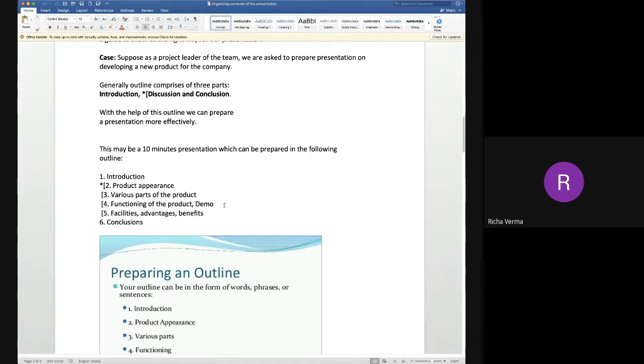उसको आप डेमो में भी दिखा सकते हैं, उसको आप वीडियो के साथ डेमो में दिखा सकते हैं, और डायग्राम्स के साथ भी दिखा सकते हैं. Then you can also state about the facilities, advantages and benefits.